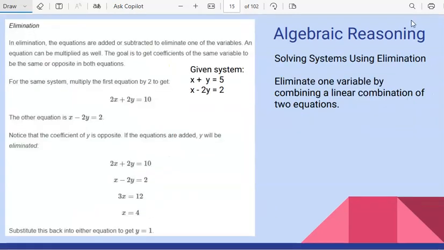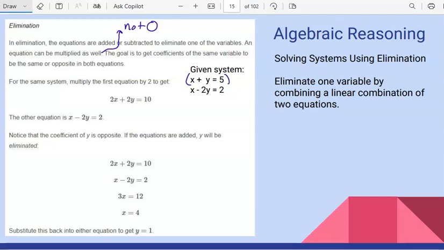Solving systems using elimination. Eliminate one variable by combining a linear combination of two equations. In elimination, the equations are added or subtracted to eliminate one of the variables. An equation can be multiplied as well by something that's not 0. The goal is to get coefficients of the same variable to be the same or opposite in both equations. So using the same system from before, we're going to multiply the first equation by 2.